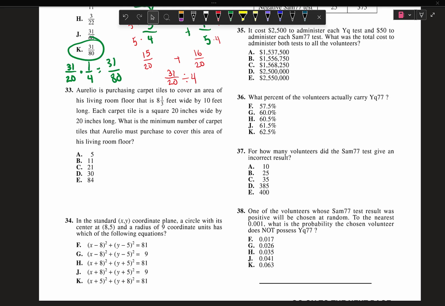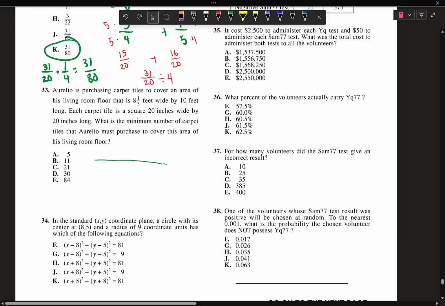All right, let's start with question 33. Aurelio is purchasing carpet tiles to cover an area of his living room floor that is 8 1/3 feet wide by 10 feet long. Each carpet tile is a square 20 inches wide by 20 inches long. What is the minimum number of carpet tiles that Aurelio must purchase to cover this area of his living room floor?